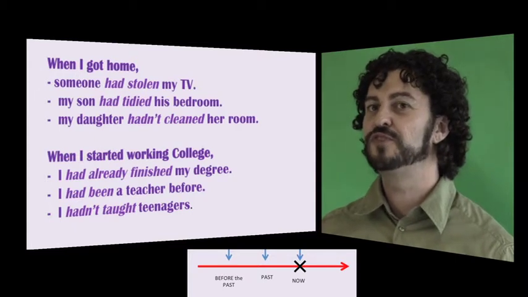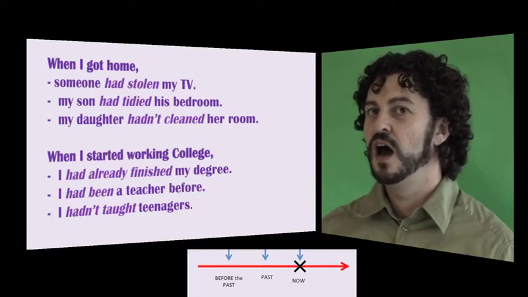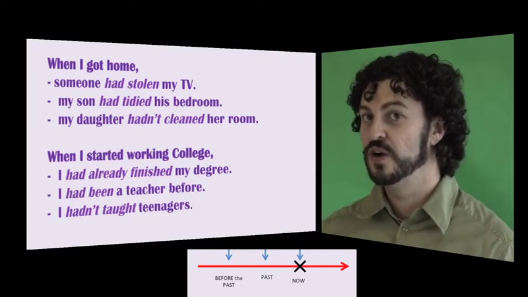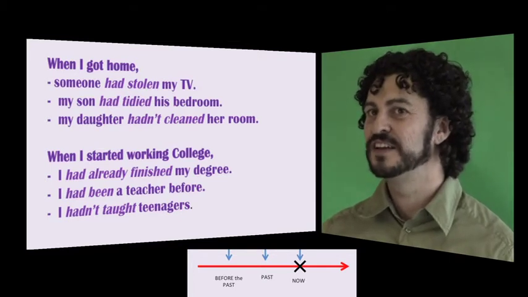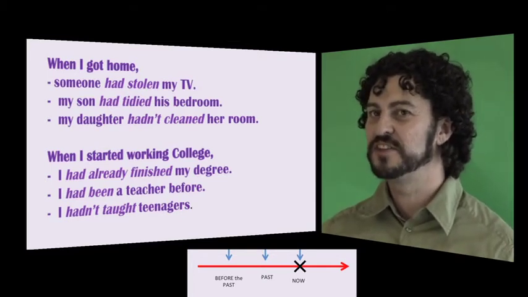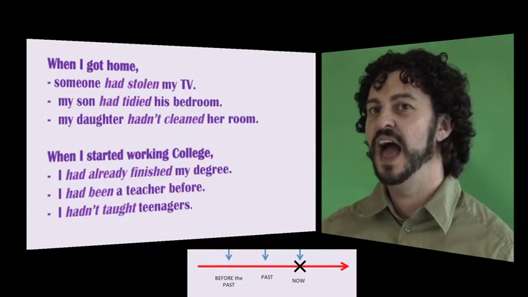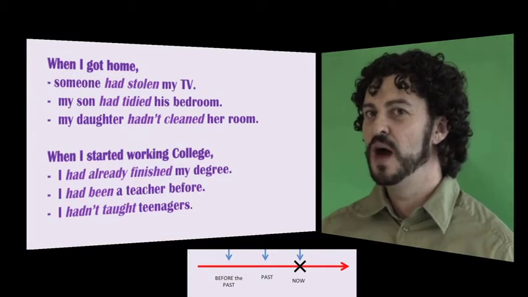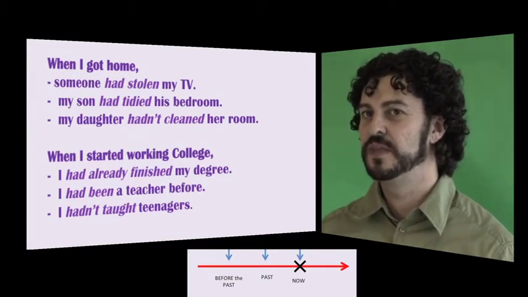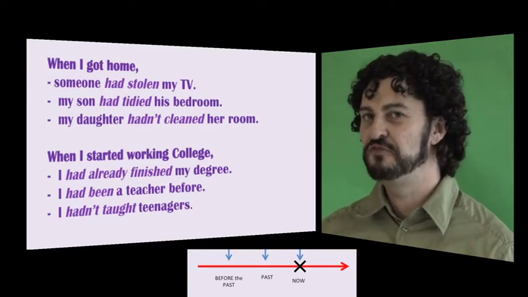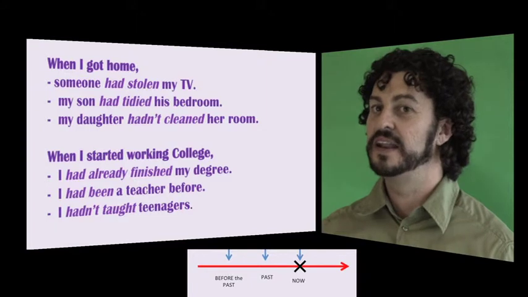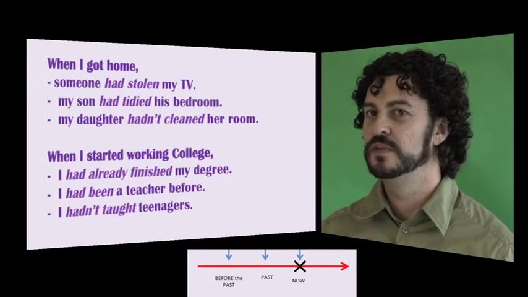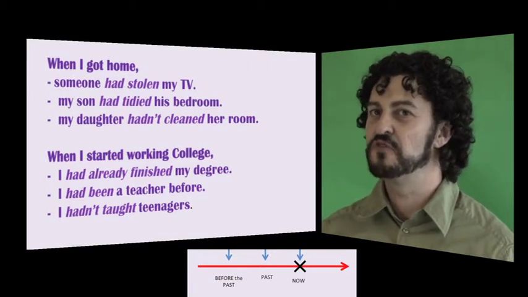So, some examples of using the past perfect. I want to describe what happened before I got home. So, when I got home, someone had stolen my TV. The had stolen, using the past perfect, emphasizes this happened before I got home. When I got home, my son had tidied his bedroom. So the had tidied happened before I got home. And the negative form, when I got home, my daughter hadn't cleaned her room. She didn't clean her room before I got home.